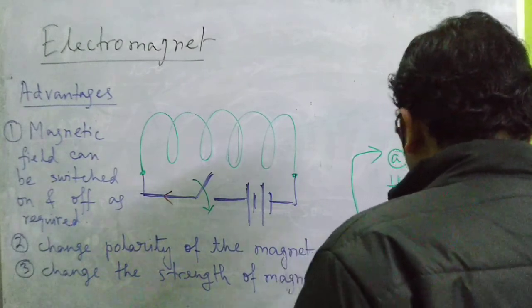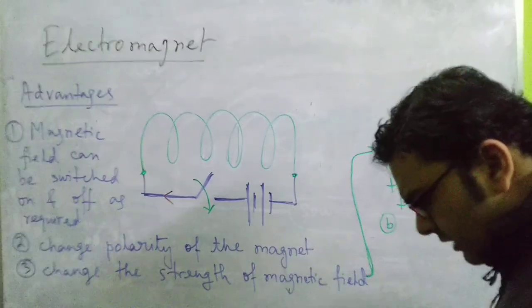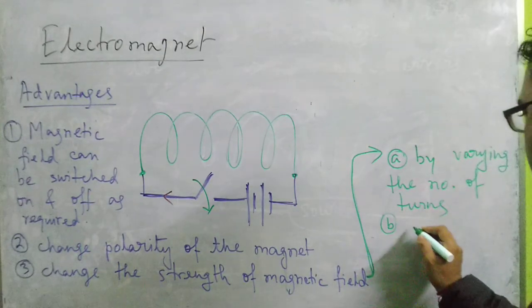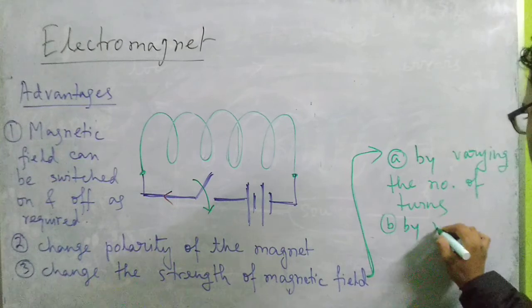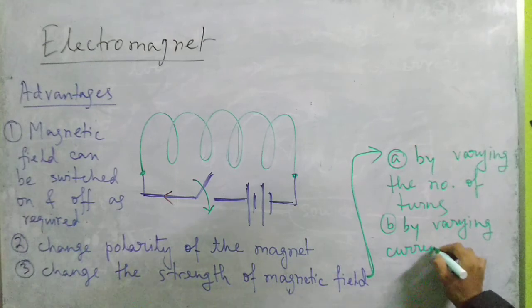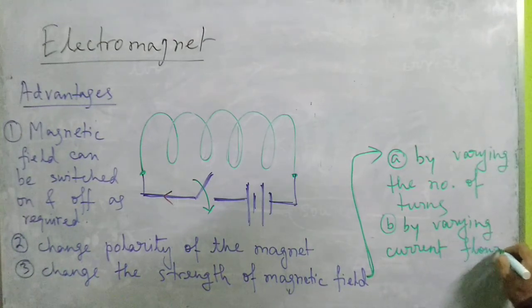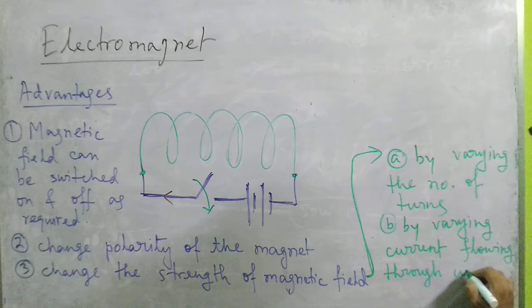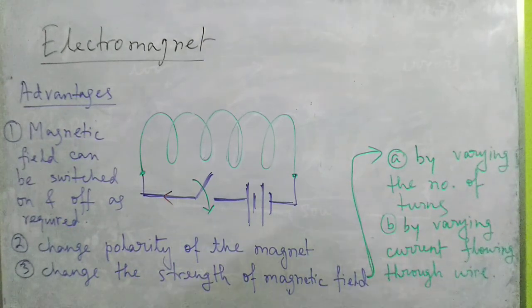And the other way is that you can increase or decrease the current flowing through the wire and change the magnetic field. So the second point is varying the current flowing through the wire. These are the two ways by which you can change the strength of the magnetic field generated by an electromagnet. Two ways. And I think all of you have understood the advantages of an electromagnet.